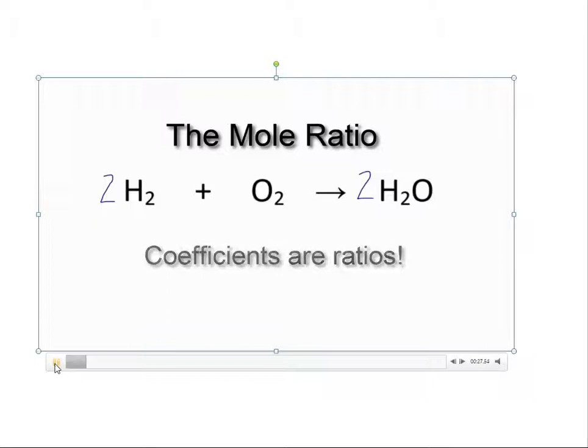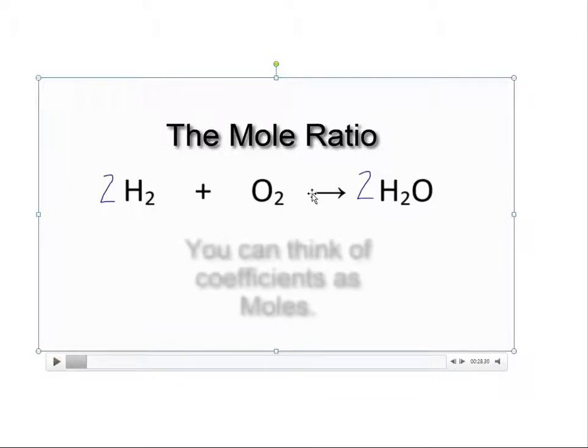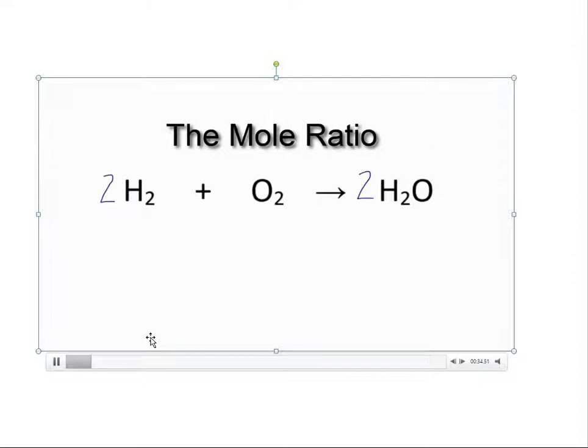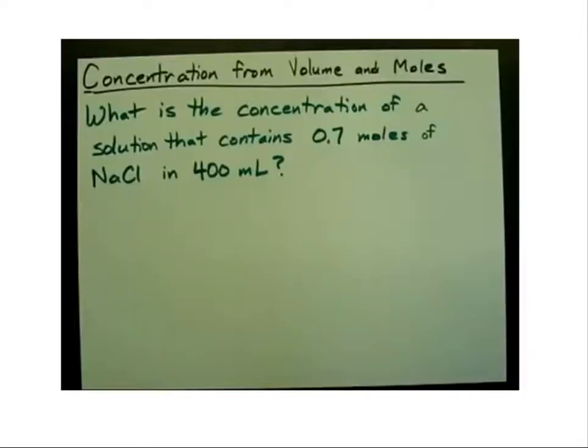We were discussing the coefficients that are added at the front of these molecules. You can think of coefficients as moles. Now, this is what I wanted to tell you regarding equation balancing. We are not going into the details of the mole ratio. If you want, we can cover that in the next lecture, but not right now. This question doesn't require it.